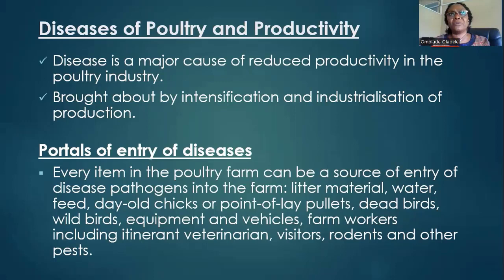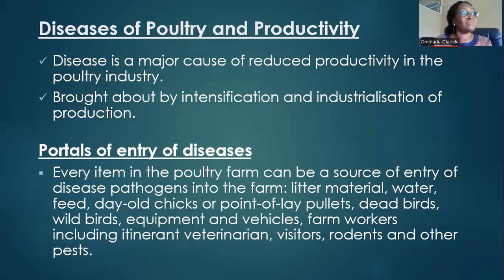Also, we have point of labor. Some farmers do not want to go through the stress of rearing pullets that will become layers. So they will rather have that contracted out. Somebody specializes in that, and they now bring those already grown birds to their farm. If the source is not clean, then they will bring in pathogens onto the farm.